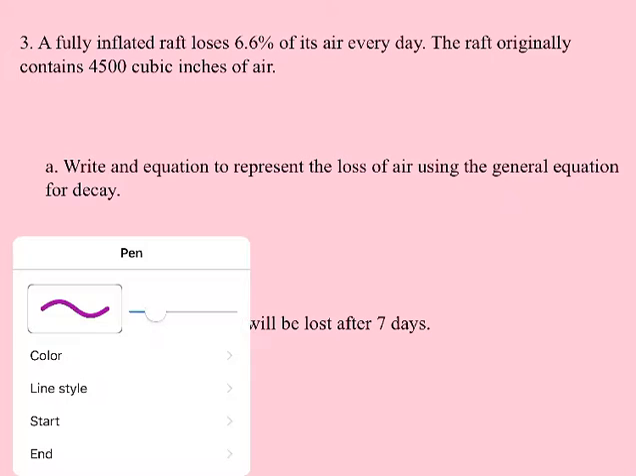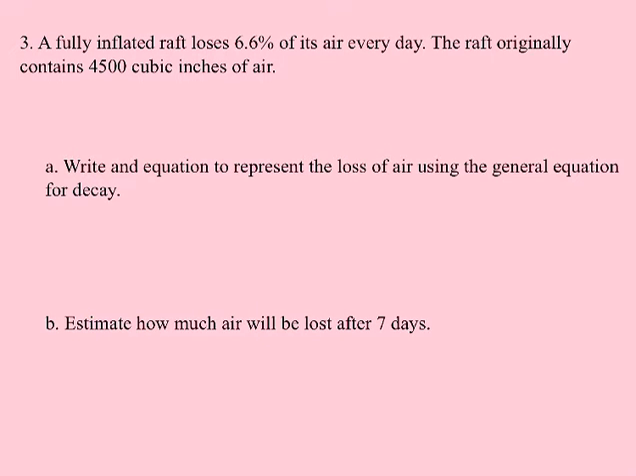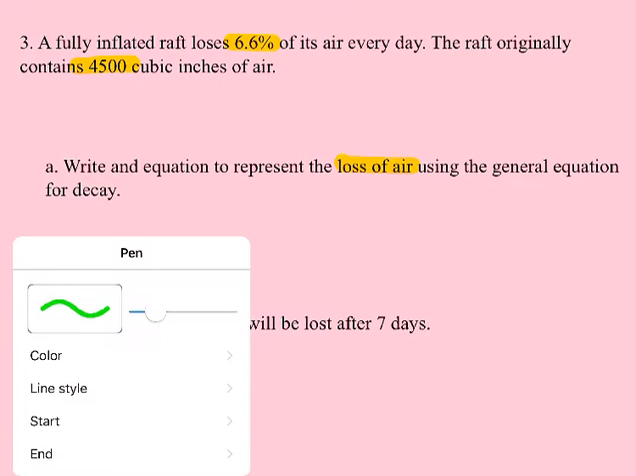So now let's take a look at some word problem setup. Taking a look at this one, it says a fully inflated raft loses 6.6% of its air every day. The raft originally contains 4,500 cubic inches of air. Write an equation to represent the loss of air using the general equation for decay. So let's go ahead and do that, okay?